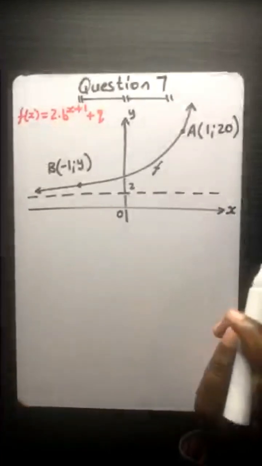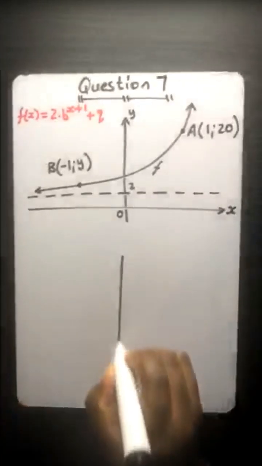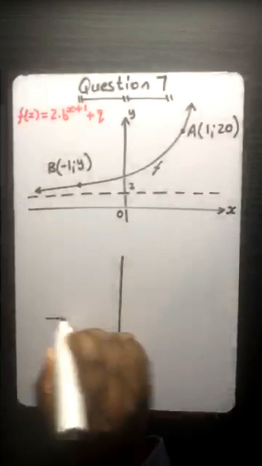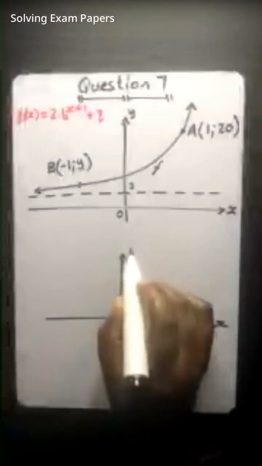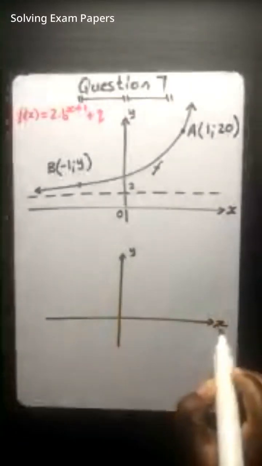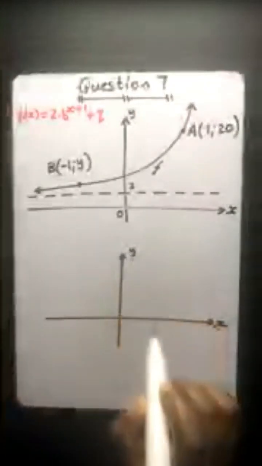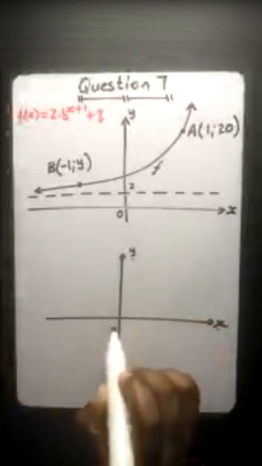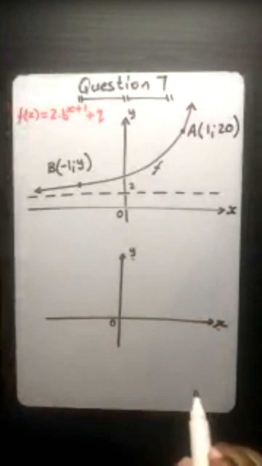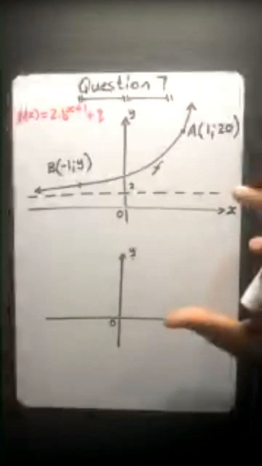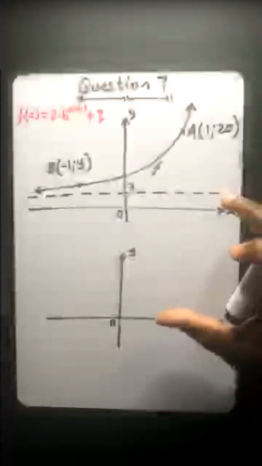Remember, at all times, we sketch functions on a Cartesian plane. What is a Cartesian plane? A Cartesian plane has the x-axis, which is a horizontal line, the y-axis, which is a vertical line, and the origin. So now we've got a function drawn on a Cartesian plane.